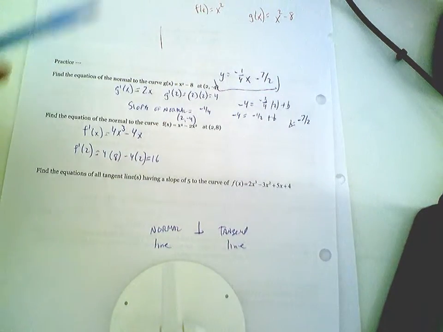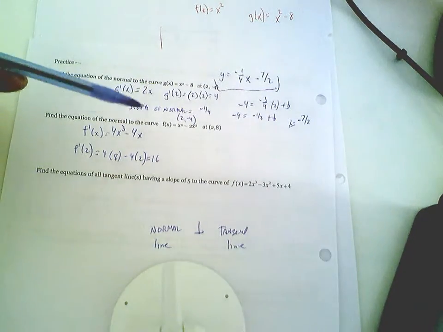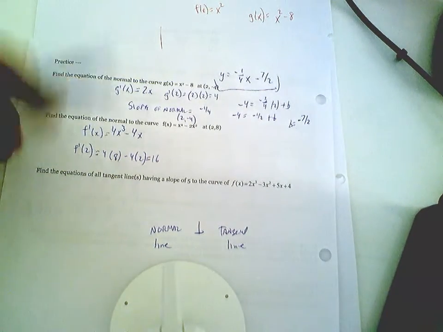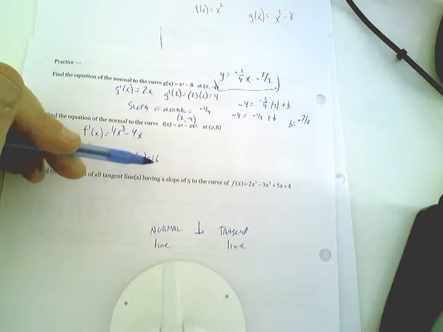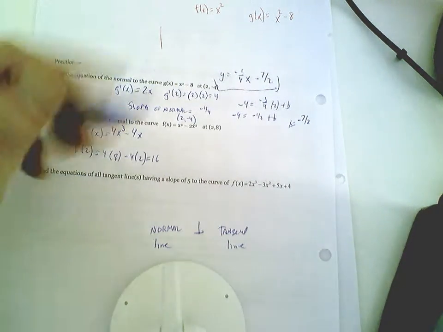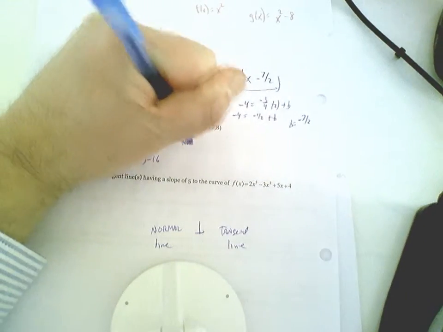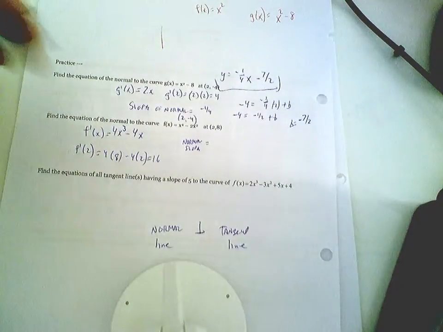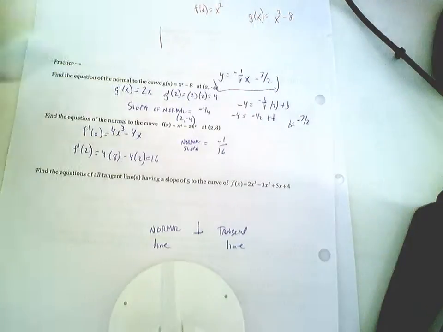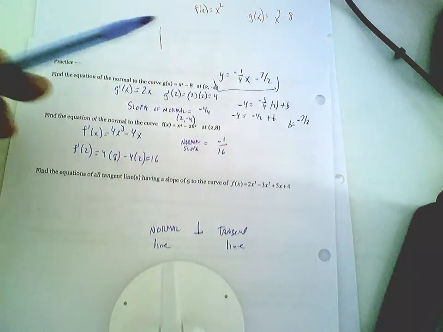What do I know about our line? So let's check again. I know that I want a normal to a line, the tangent line. The tangent line has a slope of 16. My normal slope equals negative 1/16.